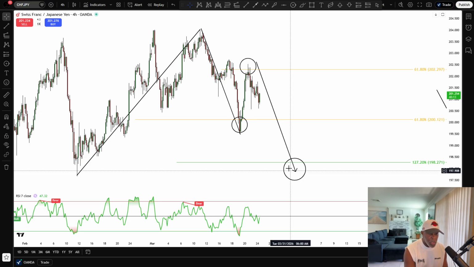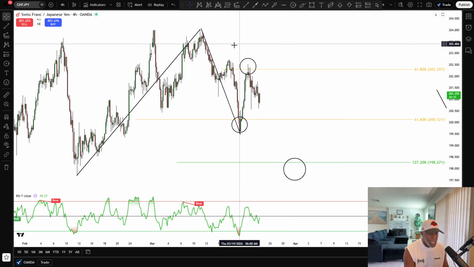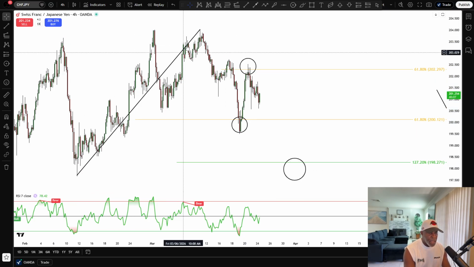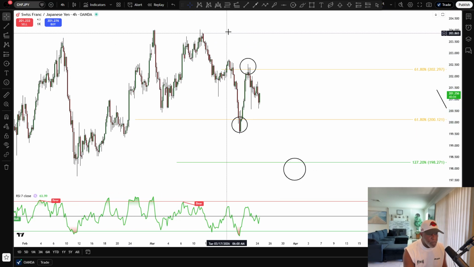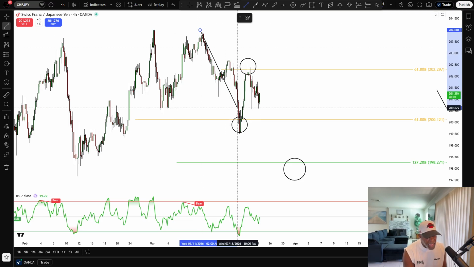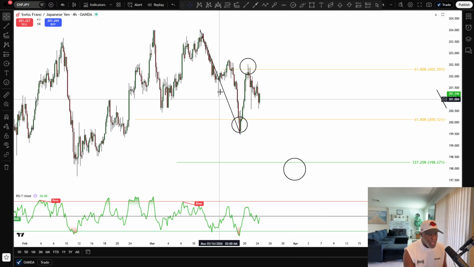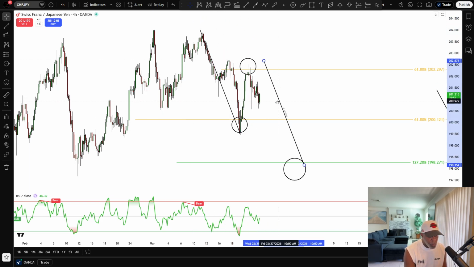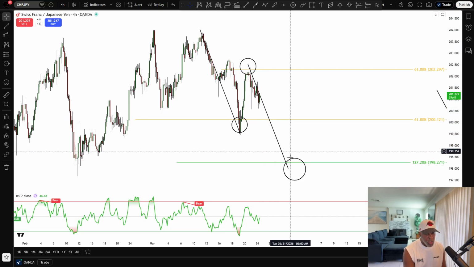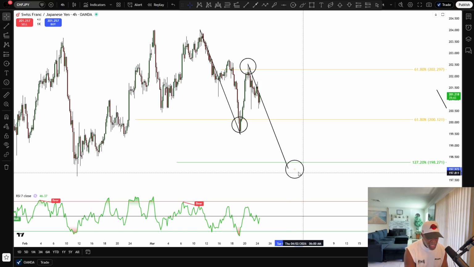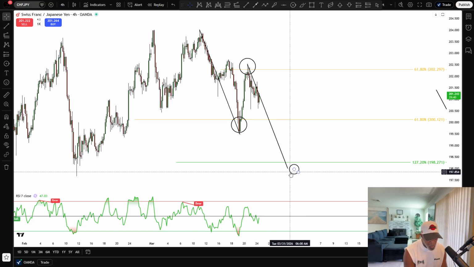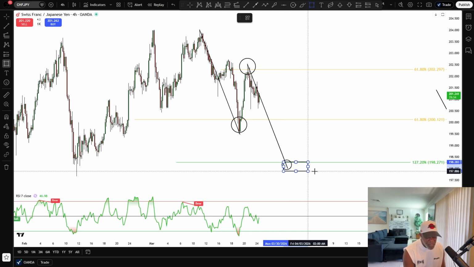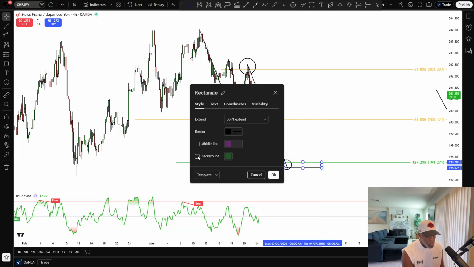The other thing I would do is make an A to B equals C to D pattern, an equal measure move, meaning that A to B is equal to C to D. Clone that and put it right here on C. So now you see the A to B equals CD pattern. D's completion is lining up with the 127. So you've got some confluence, some overlapping, giving you the PRZ, the potential reversal zone.